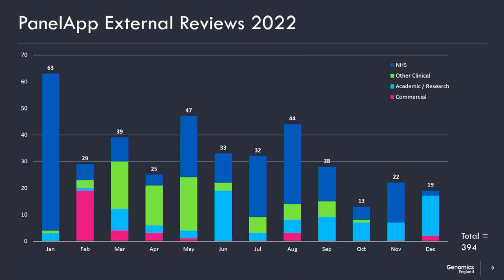So over the year, the number of reviews that we do get does vary. For example, in January of 2022, we had an influx of reviews submitted by NHS colleagues due to an upcoming deadline. But overall in 2022, we had about 400 reviews being submitted to PanelApp. And while this may not seem like an enormous number, every single review has to be carefully curated because our curations affect the way that patients will be analyzed.